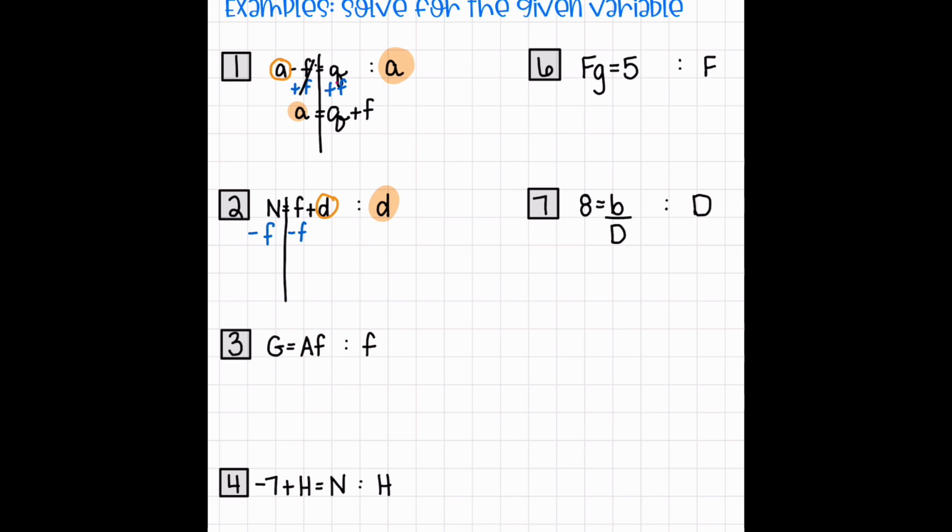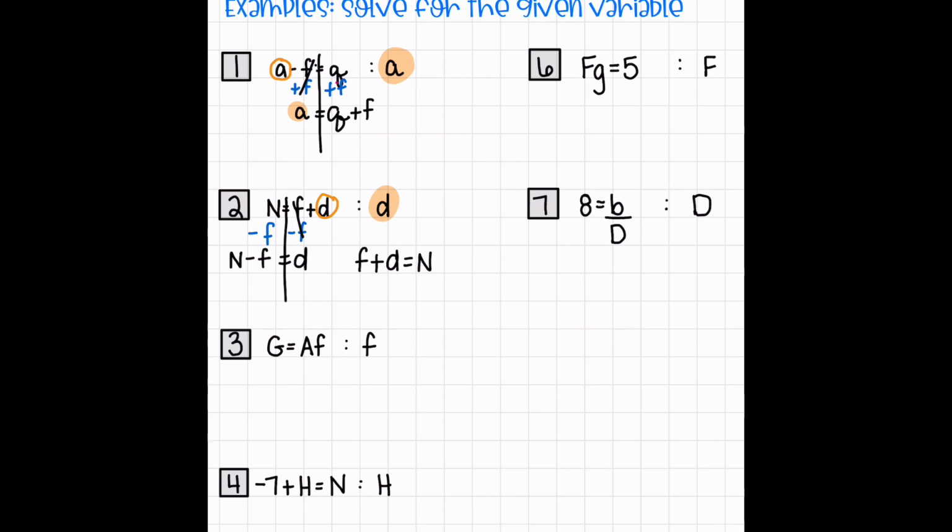Now, you can also rewrite the problem if you want to beforehand. But at this point, I have N minus F, because I can't combine those, equals D. All right. And again, if you want to rewrite it before you get started, you would just simply say F plus D equals N.